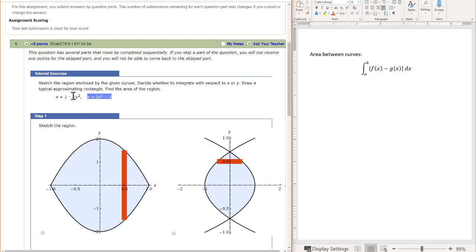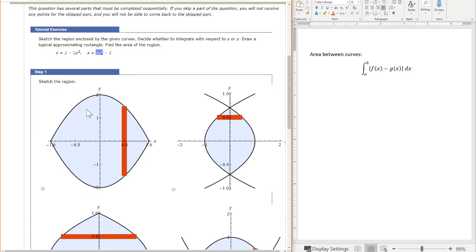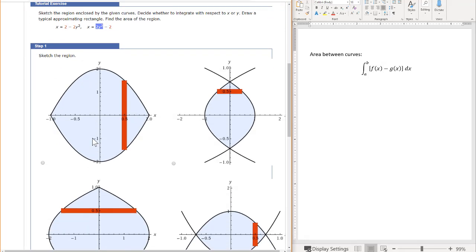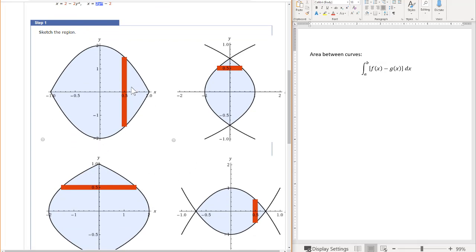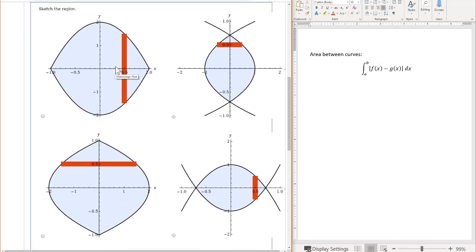So these two look like they're parabolas that are sideways. One parabola is opening up to the left side, and the other one looks like it's opening to the right side. So these are sideways parabolas, which means the best way to graph them or to integrate them is with respect to x. In terms of our choices here, I would eliminate the first choice and the last choice.